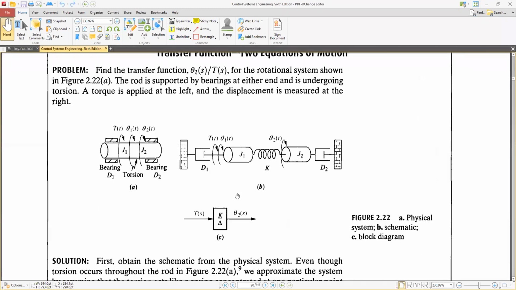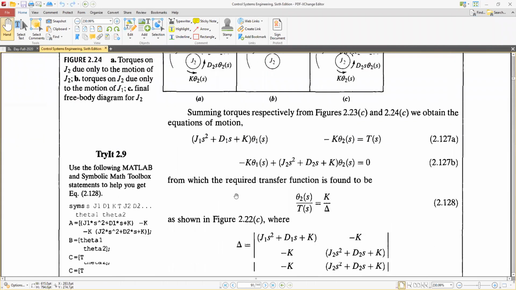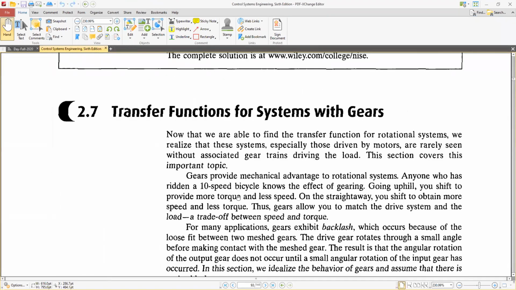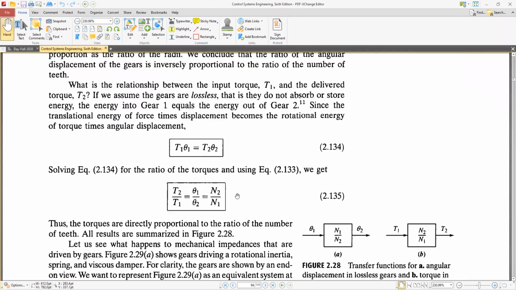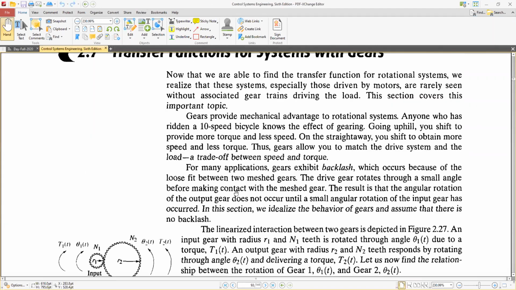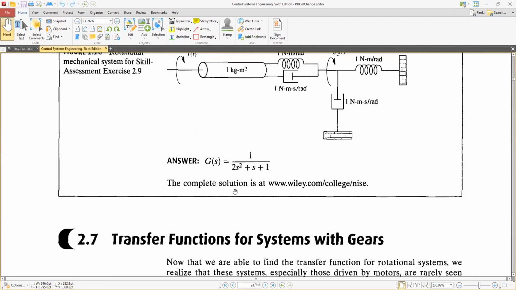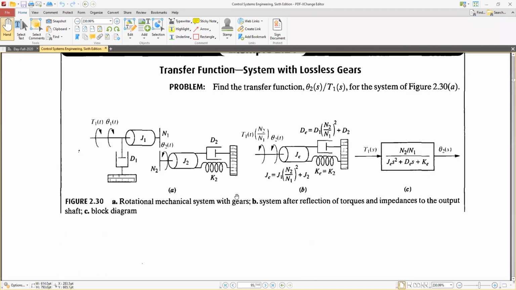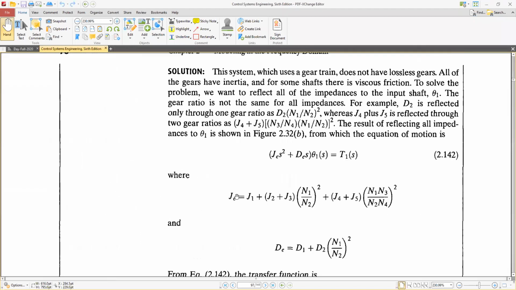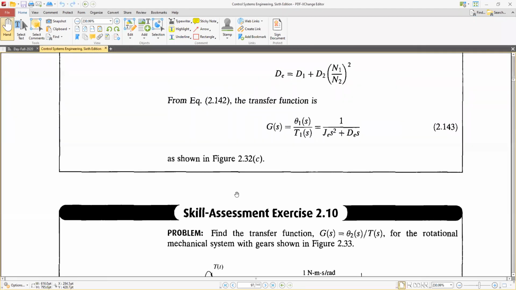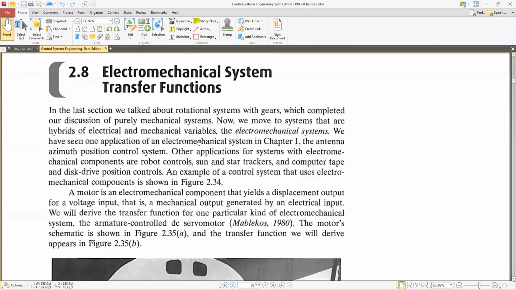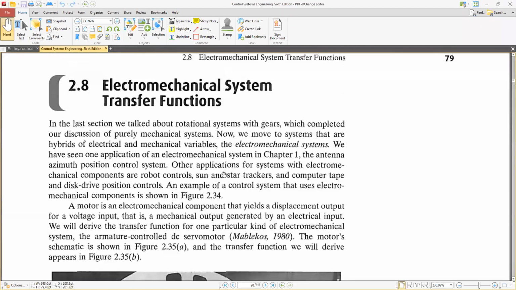I think the chapter is almost at the finishing stage, because I will not show many things. If I show you many things, then it will be more difficult for you. In the next class, I will show you 2.6 and 2.7. Today we have shown you 2.4 and 2.5, some things from 2.4 as well as 2.5. Here see another thing, electromechanical system transfer function, that is 2.8.